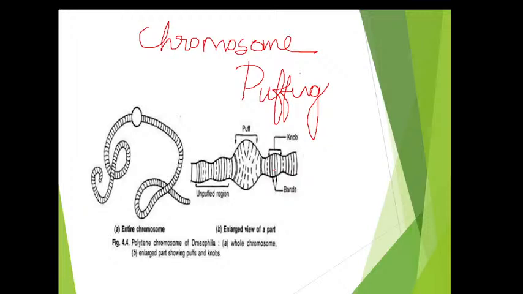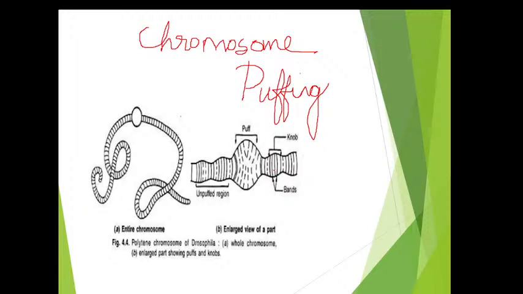Active gene expression means what? More proteins are produced. Why more proteins? More salivary enzymes have to be produced. Why more salivary enzymes? Because the organism is continuously eating food. That is the chromosome puff. And this is in the bands or in the interbands.